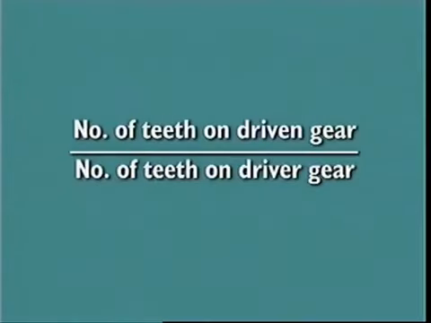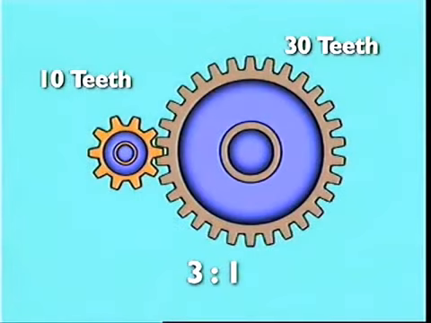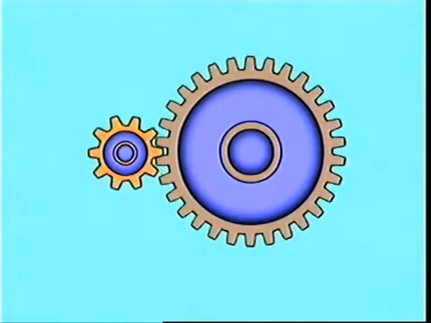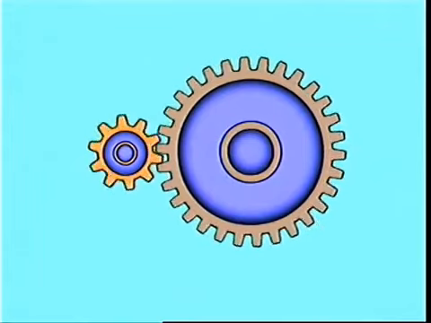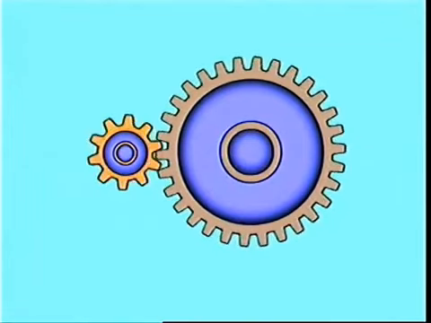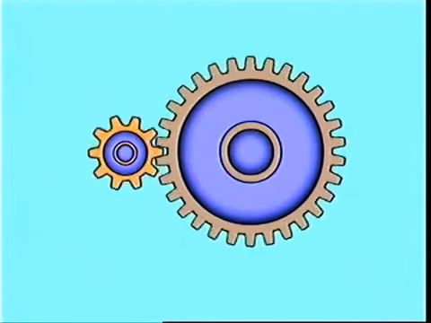The gear ratio can also be calculated by dividing the number of teeth on the driven gear by the number of teeth on the driver gear. In this case, the driven gear has 30 teeth and the driver gear has 10. So the ratio is 3 to 1. The driver gear has to turn 3 times to turn the driven gear once. In continuous rotation, the driven gear turns 3 times slower than the driver.